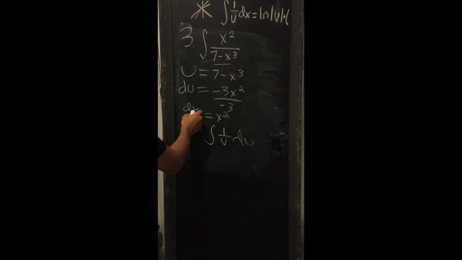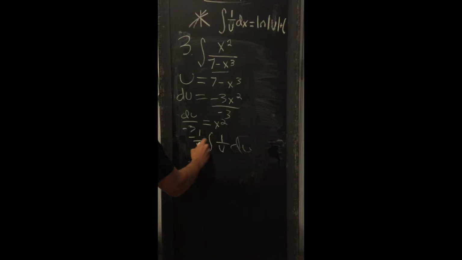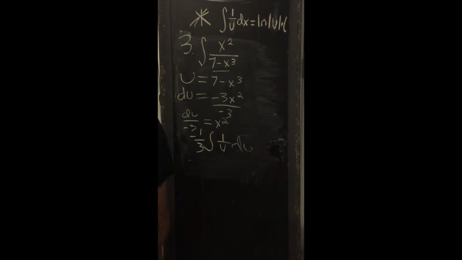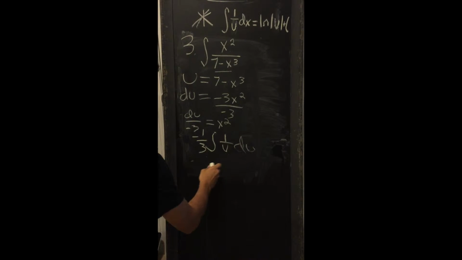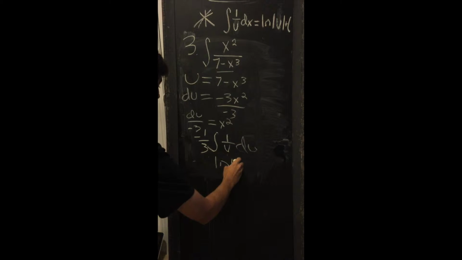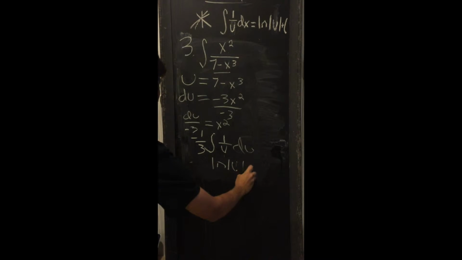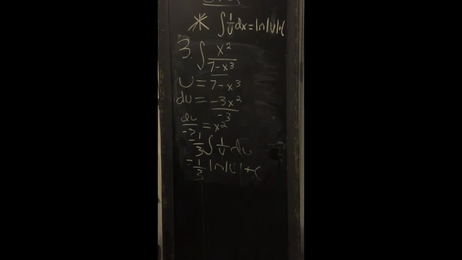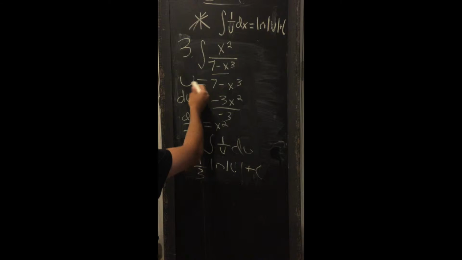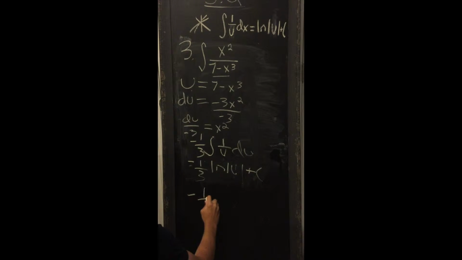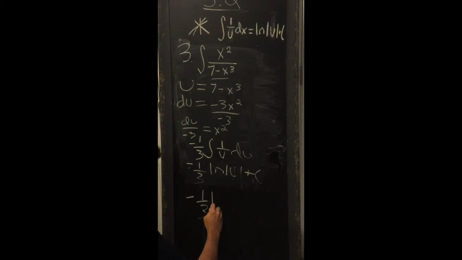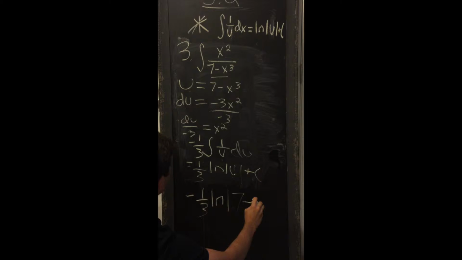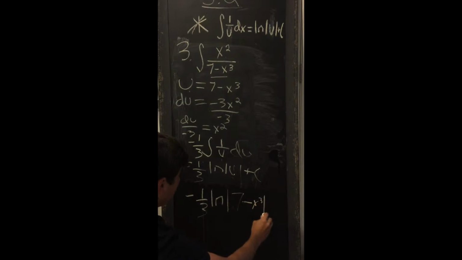Alright, so now since we have negative 1/3 left over, we're going to put it in front of the integral sign. And then since the integral of 1 over u equals the natural log of the absolute value of u, we're just going to write natural log of u times negative 1/3. So now for the final step, all we're going to have to do is substitute u back in, and we will get our answer. Seven minus x cubed plus c.